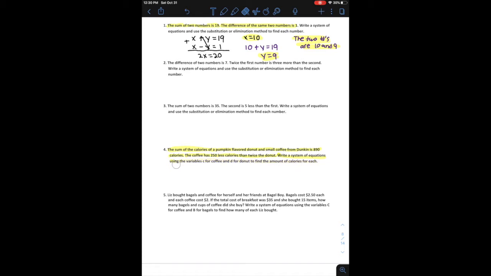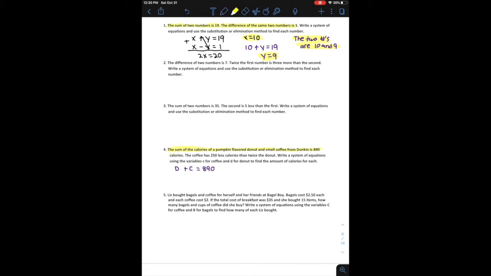So what we're going to do is break this down and use the first sentence to write our first equation. The sum of the calories of the donut and the coffee is 890. So we're going to say the donut, I'm going to use D, plus the coffee equals 890 calories.